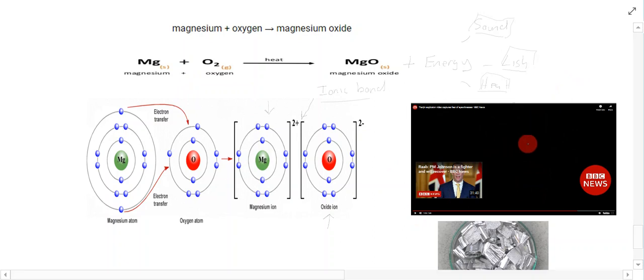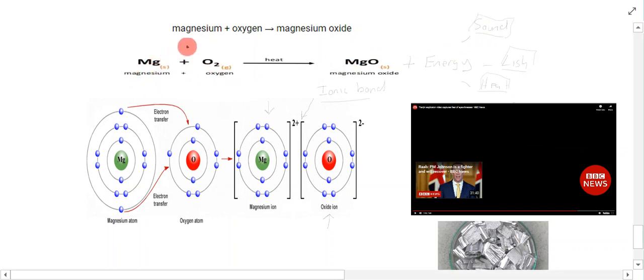Okay, so as you can see and hear from the video, lots of excitement and lots of energy, heat and light being produced as well. But again, the basis of what you're observing there is that chemical reaction happening.